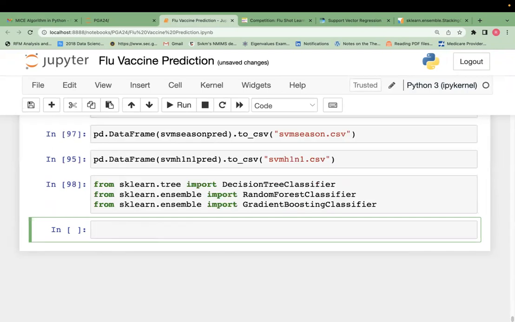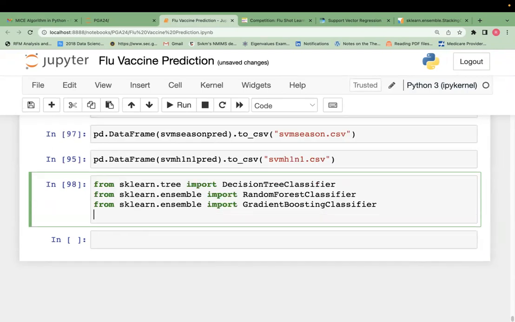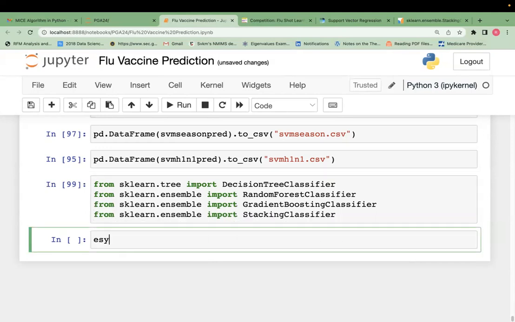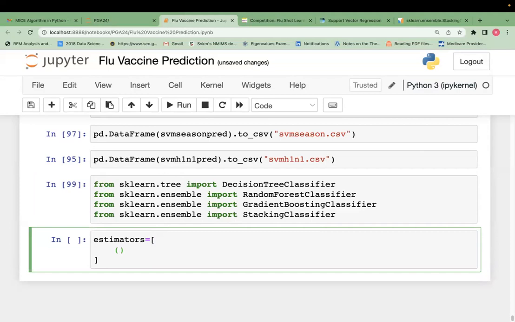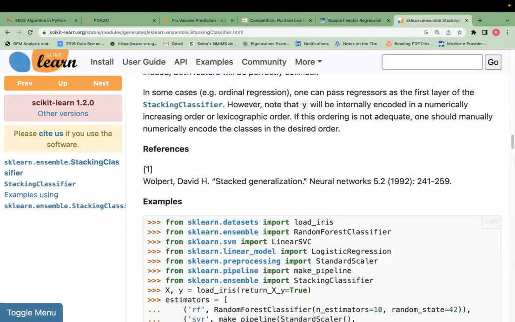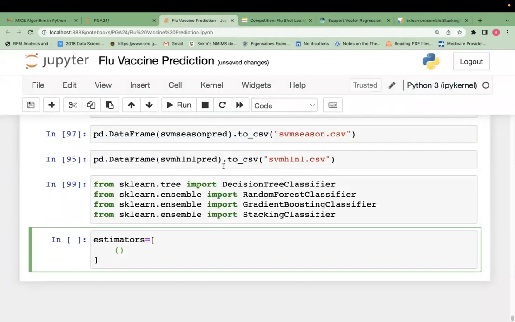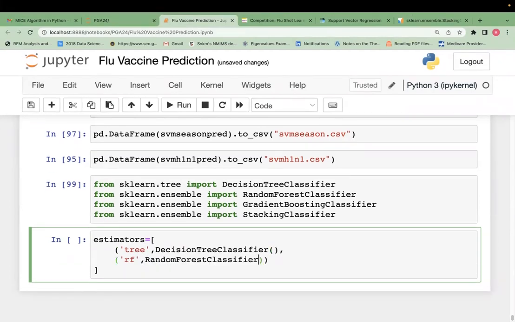Rest of them we have, right? So we also have to import from sklearn.ensemble the StackingClassifier. Estimators is equal to a square bracket and, within round braces, you have to give the short name of the model, like this, comma, decision tree classifier, comma, random forest classifier.